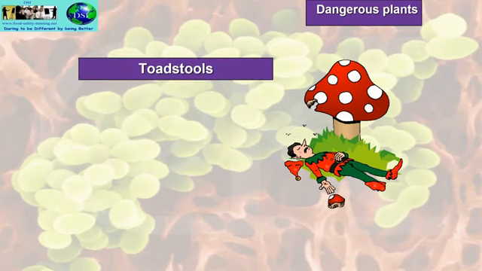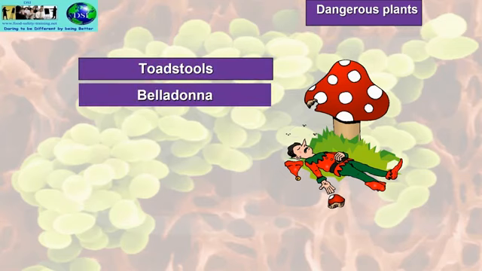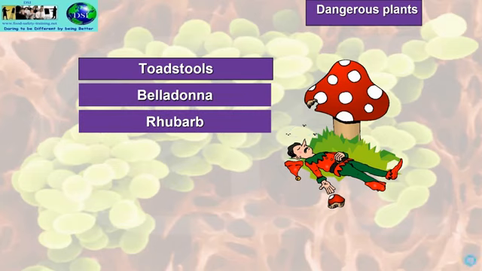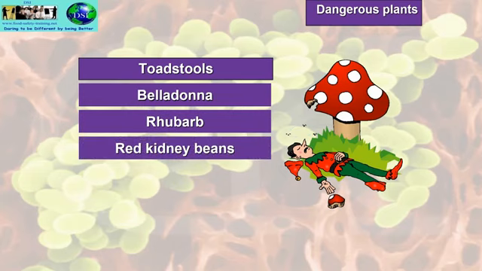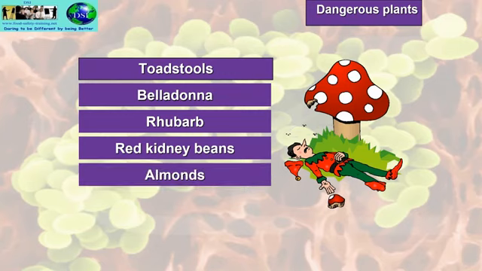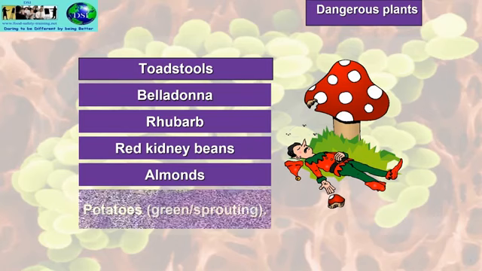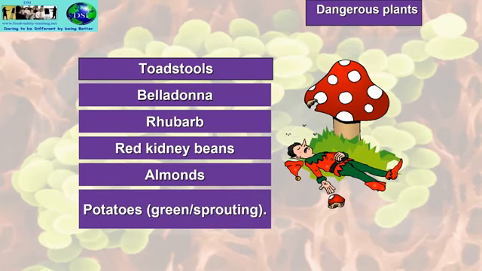Dangerous plants include toadstools, belladonna, rhubarb leaves, red kidney beans, which should be boiled vigorously if they're dried for at least 15 minutes before use. Almonds contain prussic acid, which is the precursor of cyanide. And potatoes, green or sprouting, should not be used.